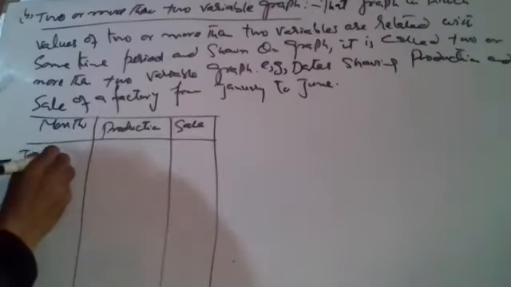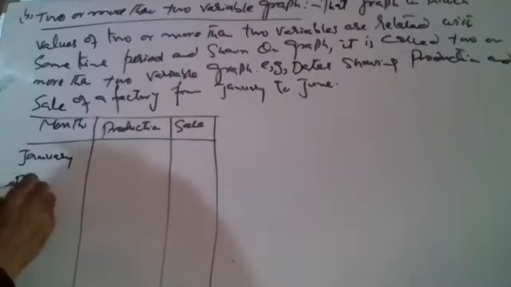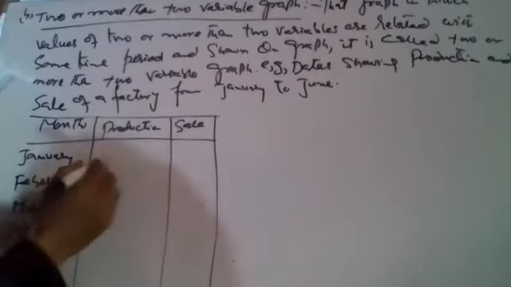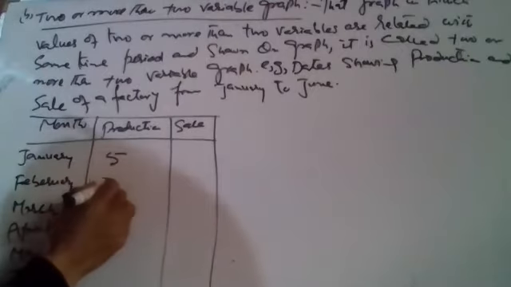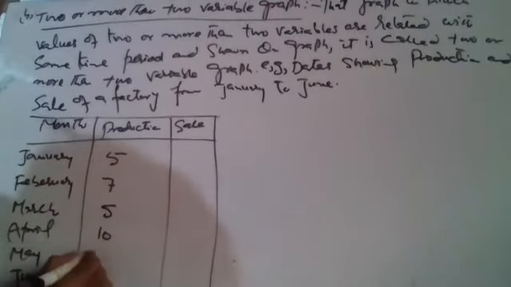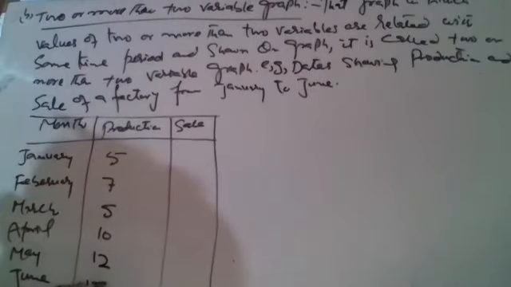January, February, March, April, May, June. Production is 5, 7, 5, 10, 12, 15.